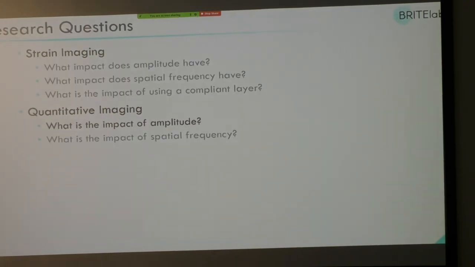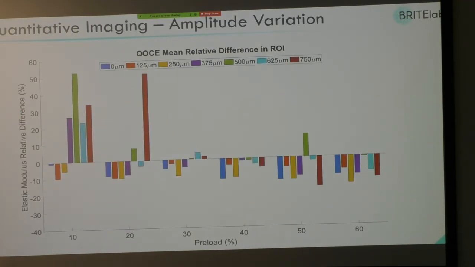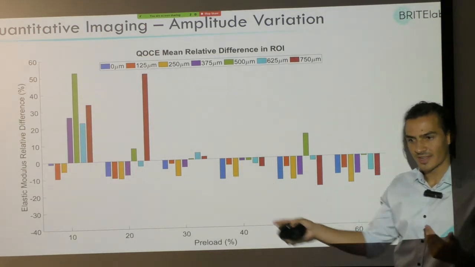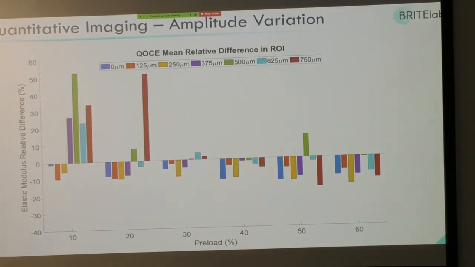So we go back to answering our specific questions. What is the impact of amplitude on the quantitative imaging? You can see that at low preloads, the relative difference is significantly overestimated. So we find that within these high amplitude phantoms, we're overestimating the elasticity within our region of interest. And that decreases as we increase preload, up to about 60%, where it's under 17%.